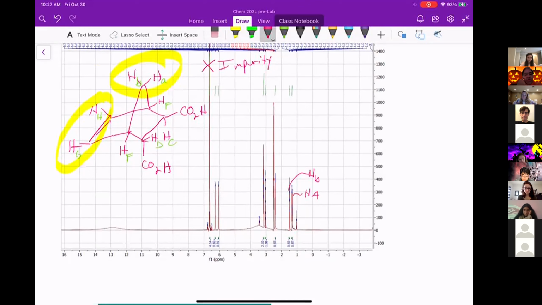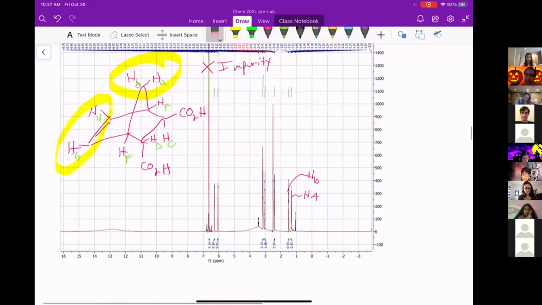Oh, they're now not equivalent either. The ones next to the carboxylic acids, because one of them is pointing endo and one is exo, right? One is axial and one is equatorial. So those are different chemical environments. Now, these two, again, would be very hard to figure out which one's which. I used Spartan. This does match the literature. If we have HD and HC here, so I used Spartan. Okay, I love Spartan.